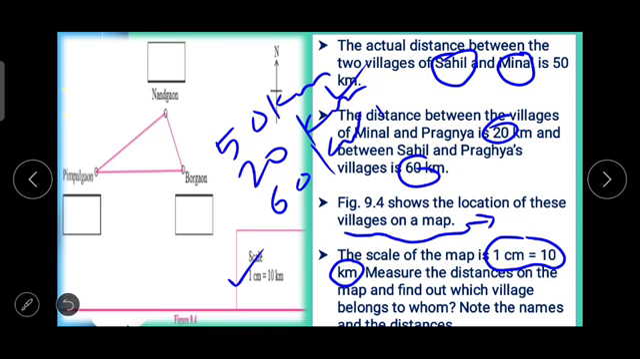Now measure the distances on the map and find out which village belongs to whom, and note the names and the distances. Now with the help of the scale, you people just go through these maps and measure so that you can understand the actual difference between these villages and the exact village of each one.